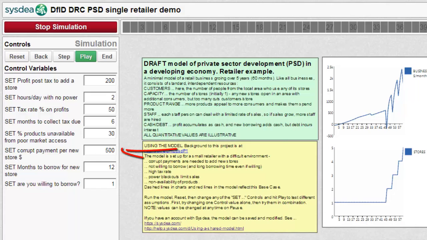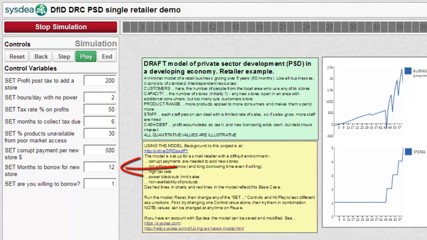Next, corruption means that the owner has to make additional payments to open each store on top of the capital cost. Corruption may have other impacts too, such as raising the cost of the store's products, but we're focusing here on this one example. There can also be high tax rates, which means the owner has to make more pre-tax profit before it's worthwhile to open another store.